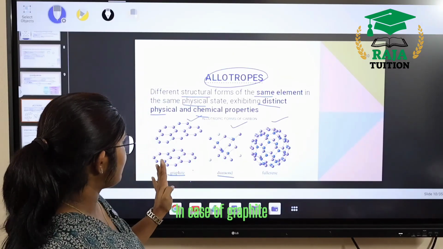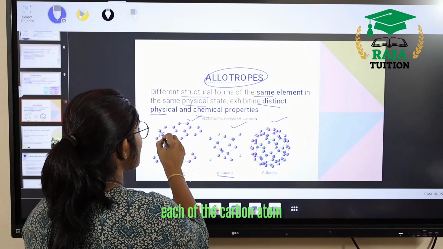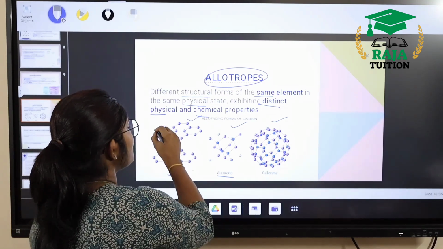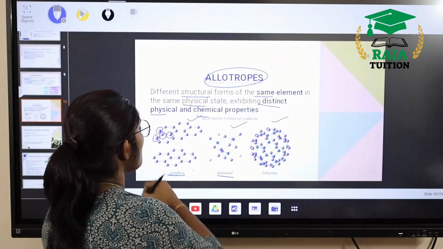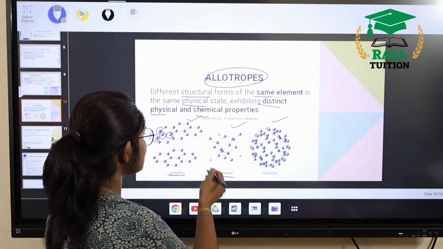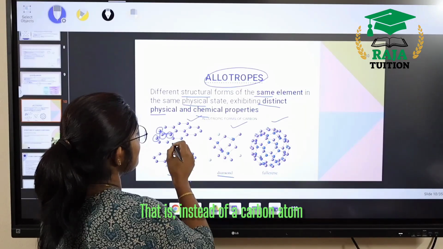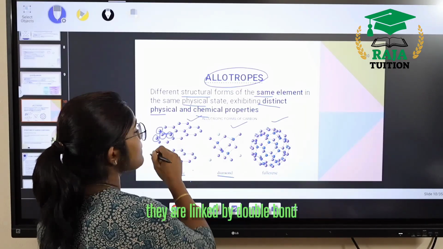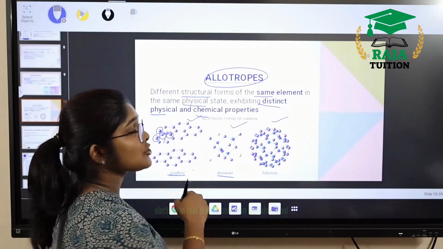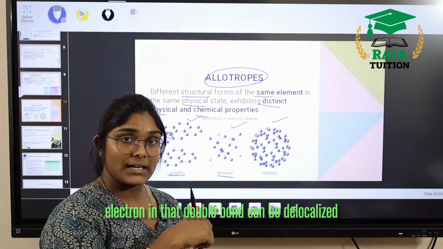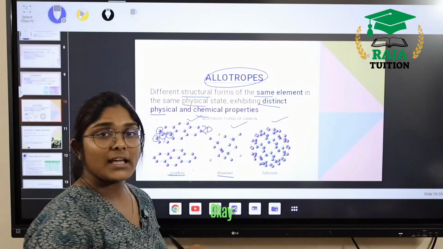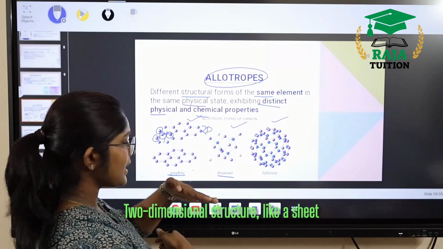In case of graphite, each of the carbon atoms is linked to 3 other carbon atoms. One more electron is there, that is delocalized. Instead of a single bond, they are linked by a double bond. The electron in that double bond can be delocalized, and it also has a 2-dimensional structure, like a sheet.